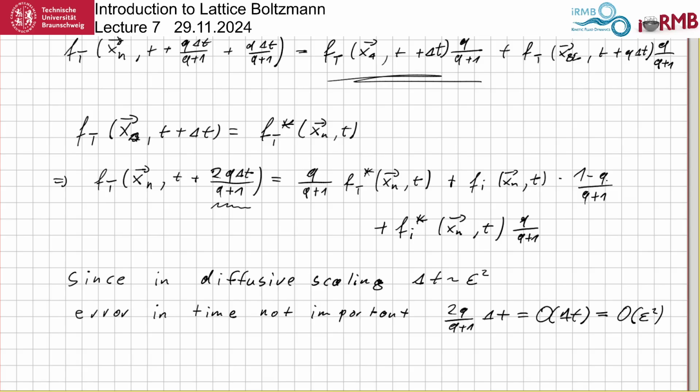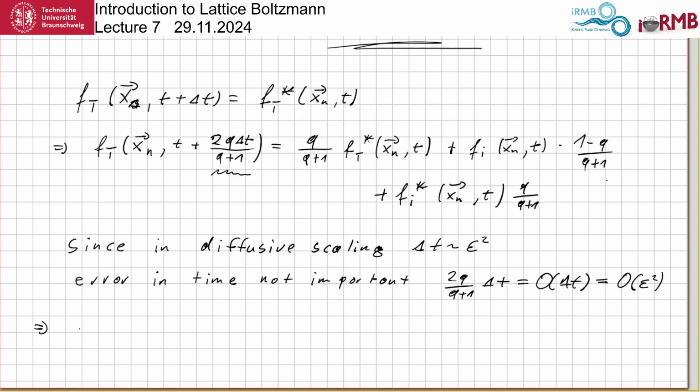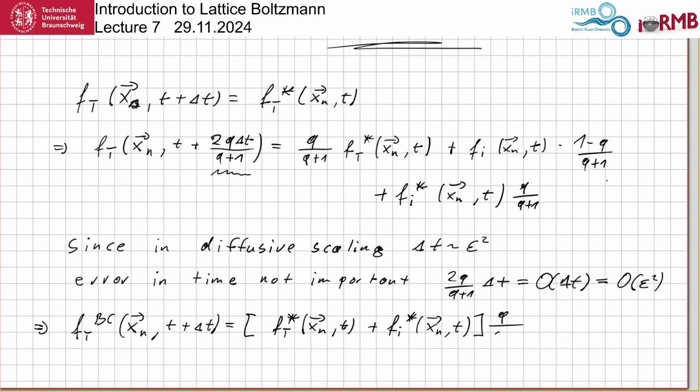So this is why you simply don't care and say your boundary condition now is f_i at BC. Hopefully now it's everything right at the position x, t plus delta t, which is, of course, where you make a mistake here. Now this goes into f_i after collision, x_n, t, plus f_i after collision in the other direction, f minus i, at x_n and t. So this goes into q plus 1, plus f_i before collision, now x_n, t, and 1 minus q over q plus 1.